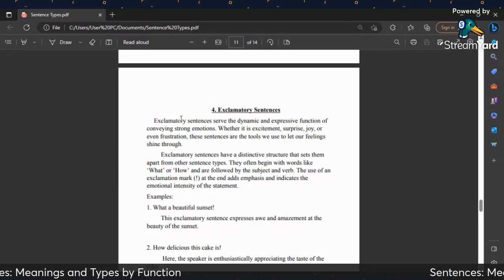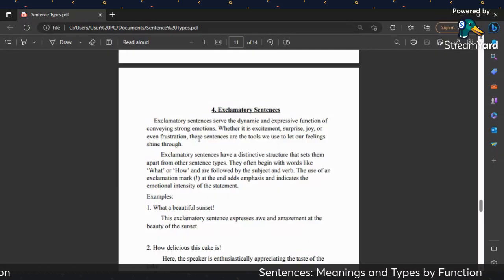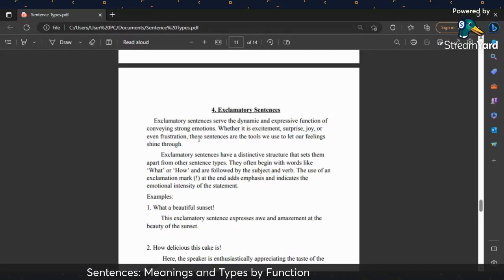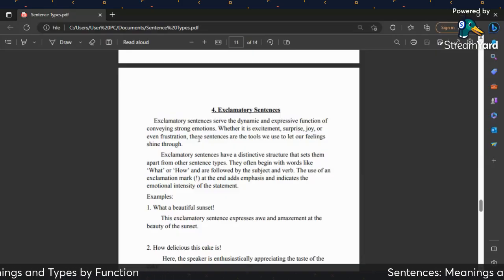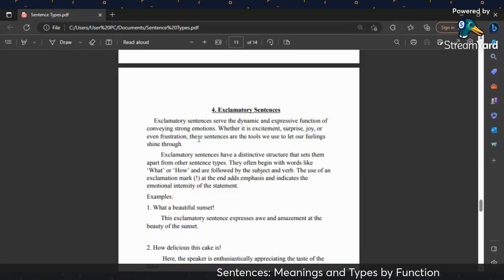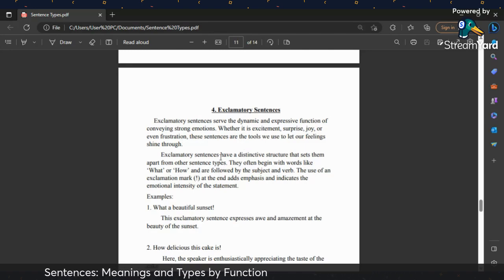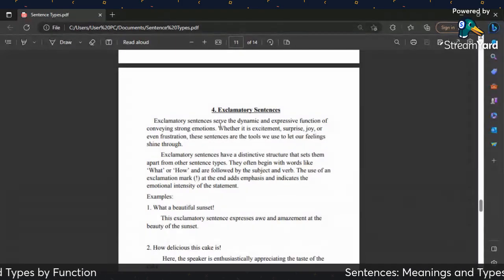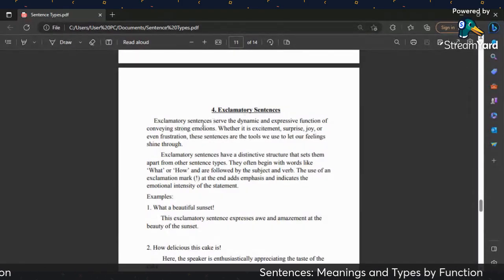Exclamatory sentences help us to convey strong emotions, whether it is excitement, surprise, joy, or frustration. You can make use of exclamatory sentences to showcase your feelings.